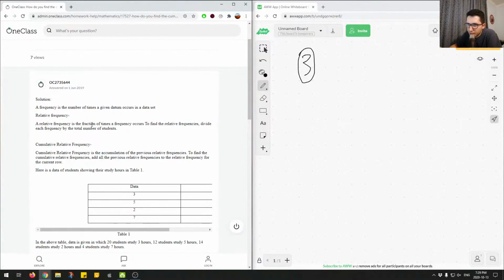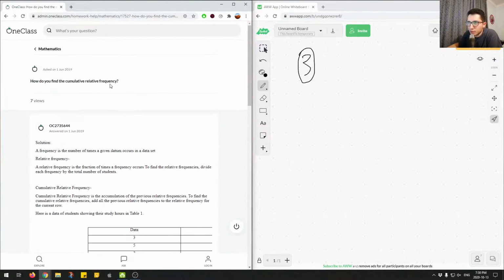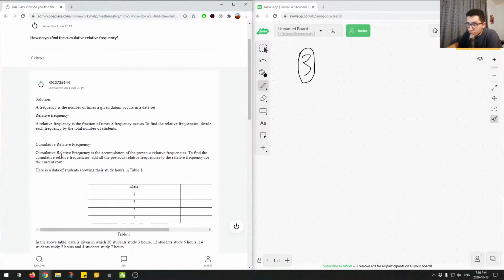A frequency is the number of times a given datum occurs in a data set, and then we're looking for the cumulative relative frequency. We're defining relative frequency, which is the fraction of times a frequency occurs. To find relative frequencies, divide each frequency by the total number of students. So we're going to go through this process down here. Cumulative relative frequency is the accumulation of previous relative frequencies.